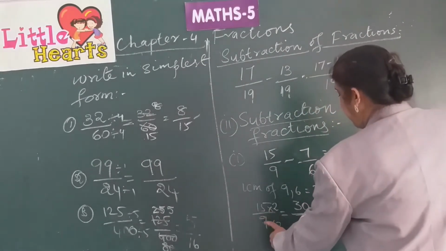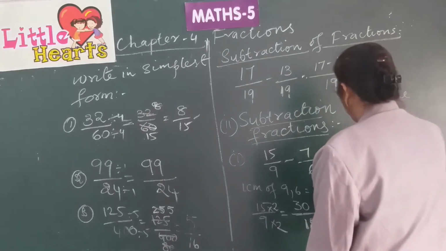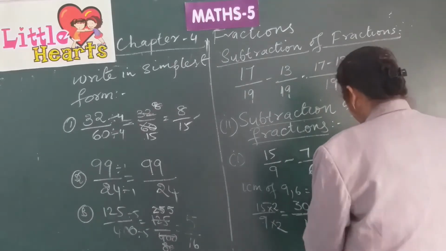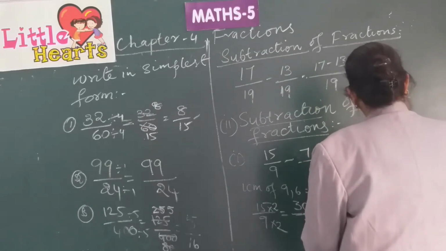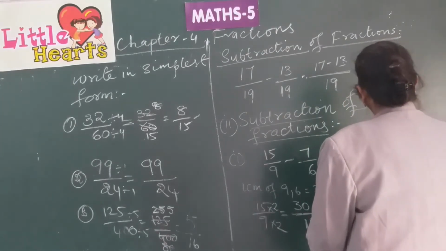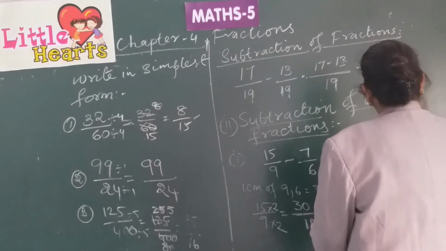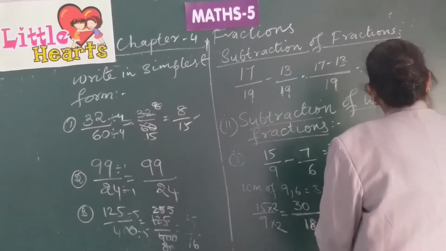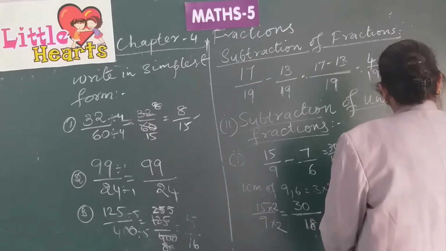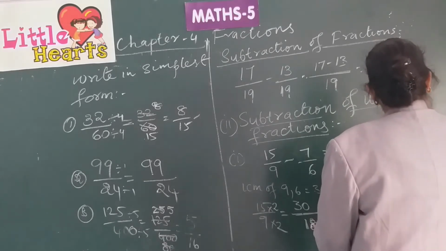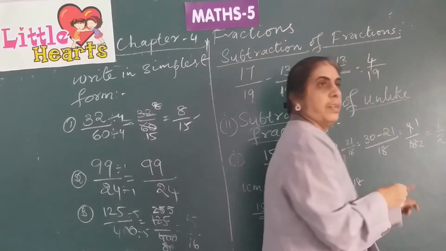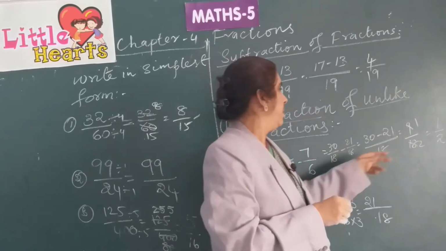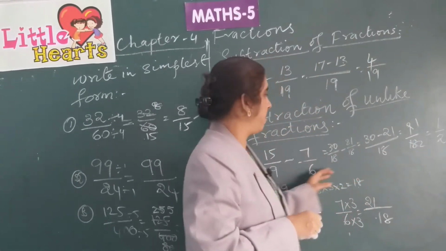Now instead of 15 by 9, write 30 by 18 minus 21 by 18. That is equal to 30 minus 21 by 18, 9 by 18. 9 1s are 9, 9 2s are 18. 1 by 2 is the answer. So 1 by 2 is the final answer.